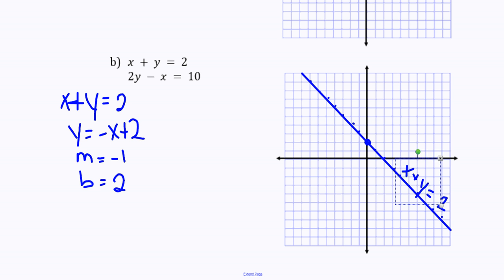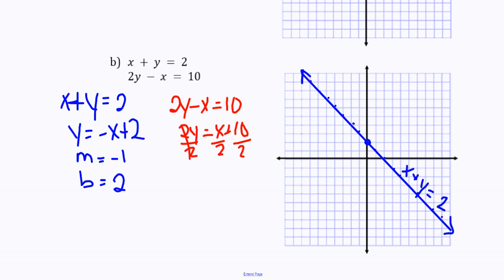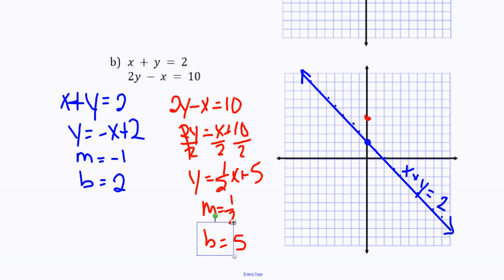For my second line, we'll also remember to put arrows on the ends because lines do extend infinitely in both directions. All right, second line, 2y minus x is equal to 10. Again, I'm going to put it into slope-intercept form, so add x to both sides. 2y equals x plus 10, and then divide everything by 2. So I've got y equals 1/2 x plus 10 divided by 2 is 5. So slope of 1/2, y-intercept of 5. So 5 on the y-axis.